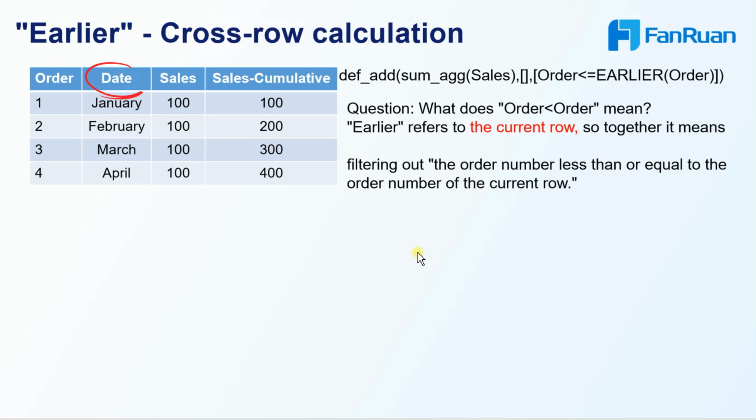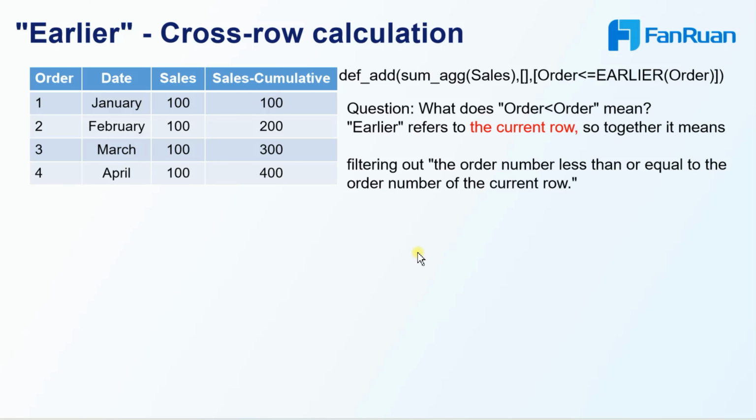We have a field with months and a sales amount field where we need to calculate a cumulative value. In FindBI, you can achieve this effect easily with quick calculations, but since we're talking about earlier today, we'll use it to implement this calculation. It's very simple, so let's see how earlier is written. We use the defineAdd function and inside, we write SUMAGG, but in the last parameter, we use order less than or equal to earlier order as the syntax.